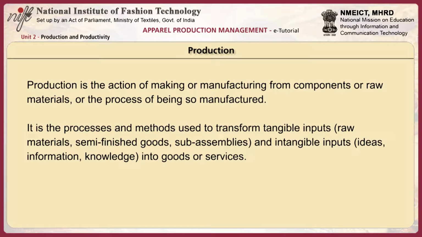Let us first try to understand the definition of production. The action of making or manufacturing from components or raw materials, or the process of being so manufactured. The processes and methods used to transform tangible inputs, which include raw materials, semi-finished goods, sub-assemblies, and intangible inputs like ideas, information, and knowledge, into goods or services is what is referred to as production.